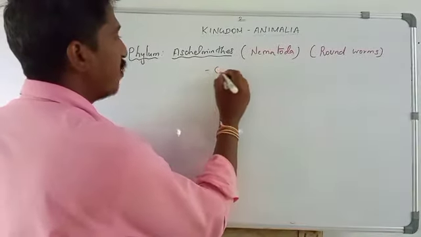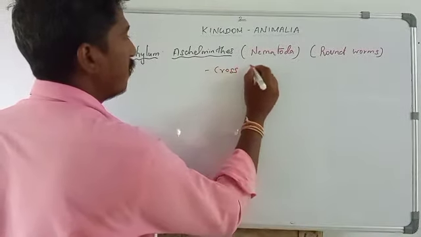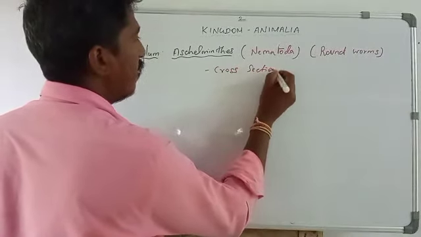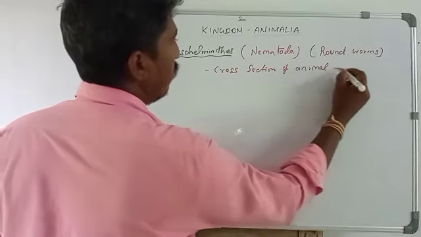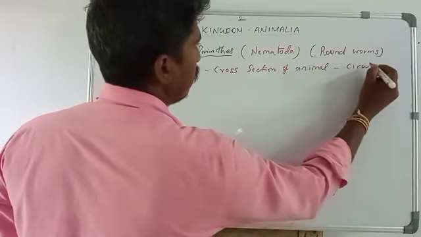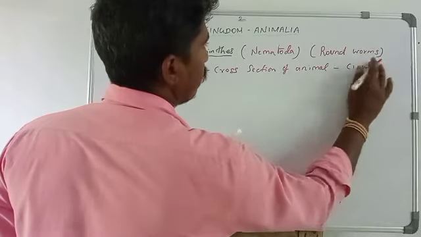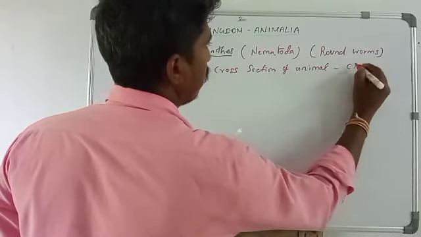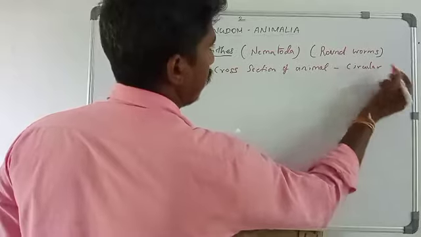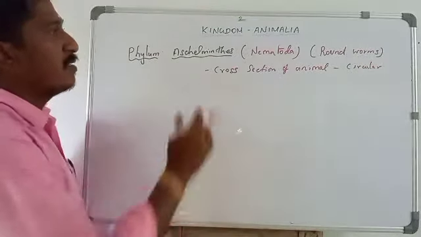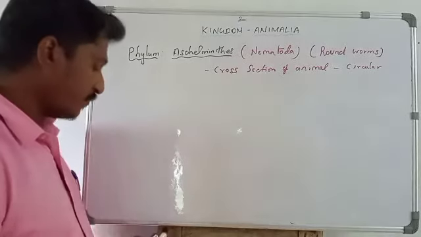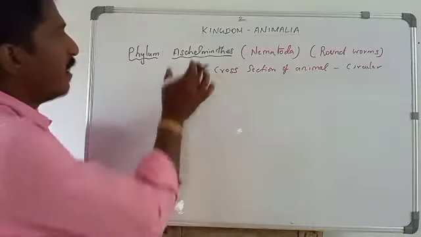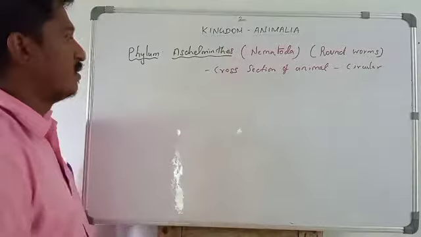The cross section of the animal looks circular, so the animals are called roundworms. Then, the general characters of Ascomynthus.